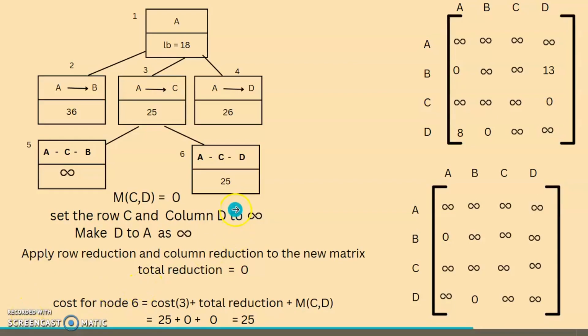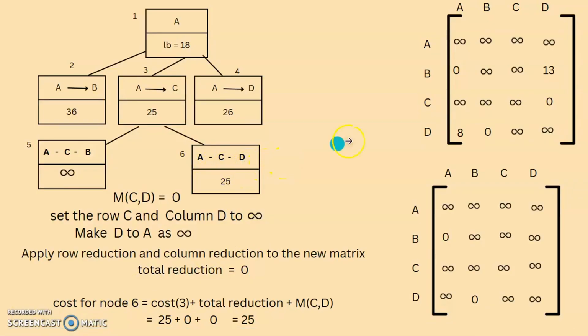The next calculation is A to C and C to D. For this also, this matrix which we obtained in the calculation of A to C after row reduction and column reduction is used as reference. Now take the distance of C to D. So in this matrix C to D, the entry is 0. So copy the value here. And in this matrix, make the row C and column D as infinity. So that is the matrix, you got it here.